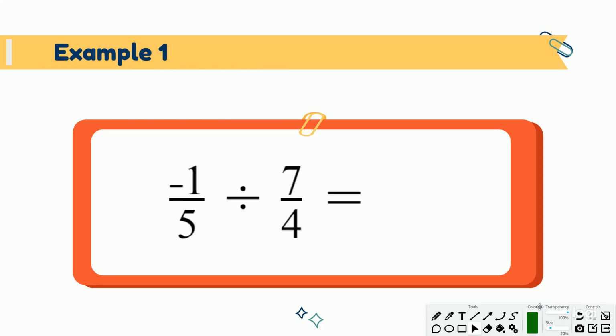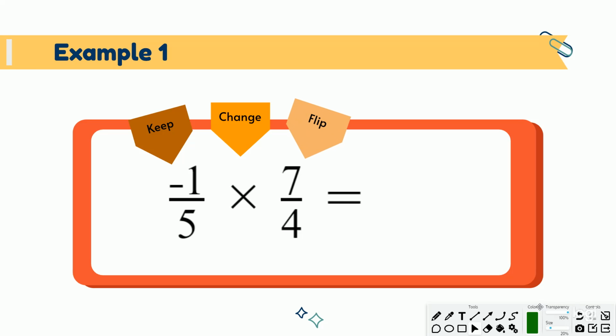So here's our first example. We have negative 1/5 divided by 7/4. So the first thing I need to do is my keep, change, flip. I'm going to keep my first number the same, change my division sign to multiply, and then flip my 7/4 and change that to 4/7.